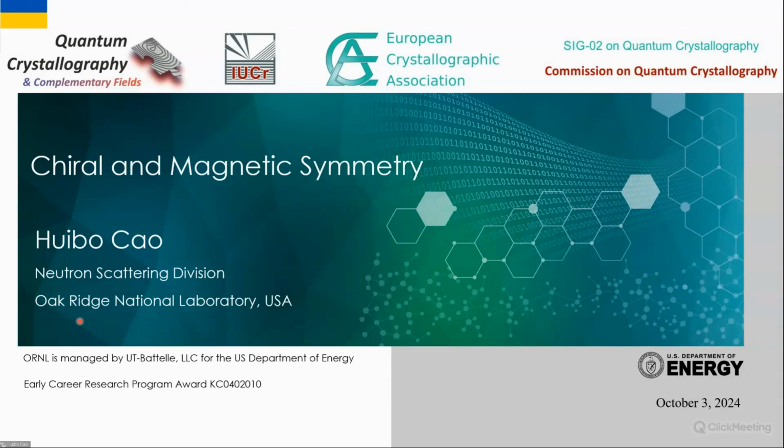Since joining ORNL in 2009, he has primarily been responsible for the HB-3A single crystal neutron diffractometer at the High Flux Isotope Reactor. Recently, he has extended his expertise to the elastic diffuse scattering spectrometer CORELLI at the Spallation Neutron Source. In 2018, he was awarded the US DOE Early Career Award to advance polarized neutron diffraction techniques for the study of quantum materials.